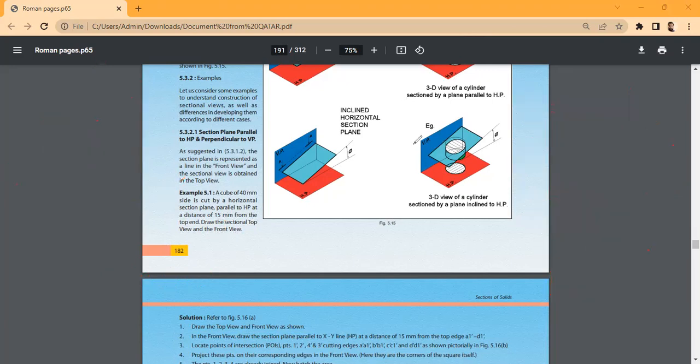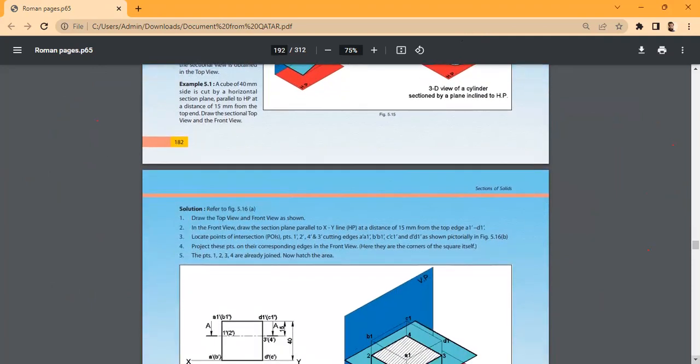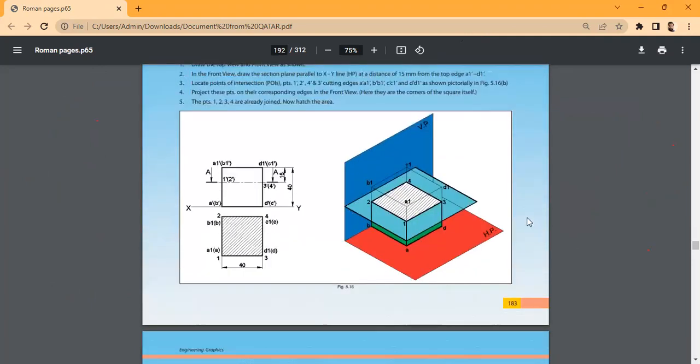Tell me, what is the top view here? It's a square. Yes, draw a square of dimension 40 by 40. So this is my top view.